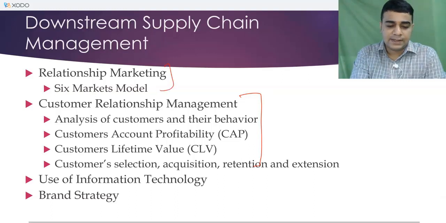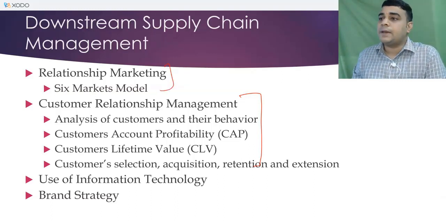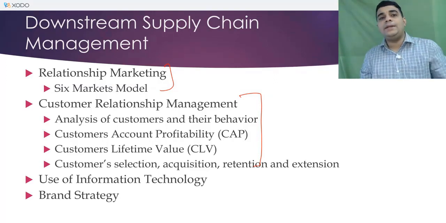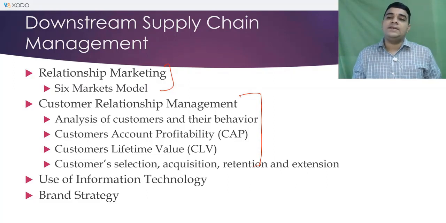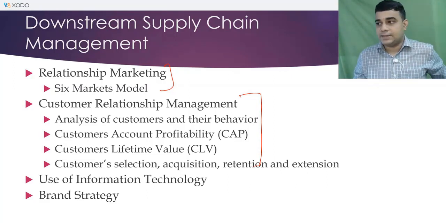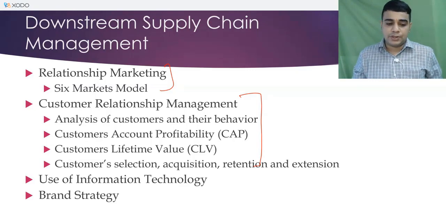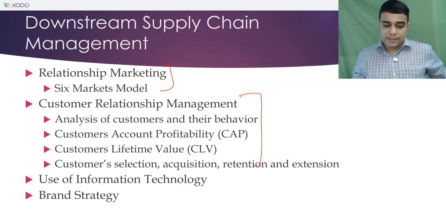Relationship marketing can become a direct theory question sometimes in an exam. There is something called a 6 markets model. Relationship management is basically taking care of your existing customers as well as potential customers. And finally, how IT can help you in managing the downstream supply chain, and what is the brand strength of a company and what kind of strategies can be implemented to ensure or to improve the brand strength of a company.